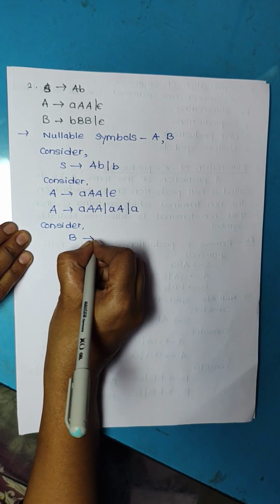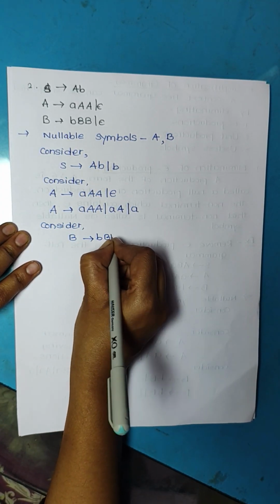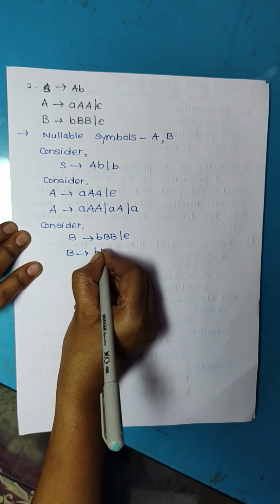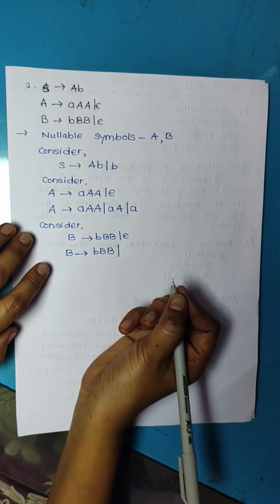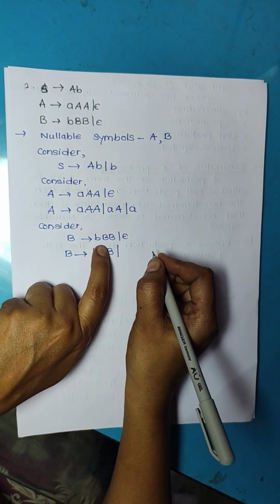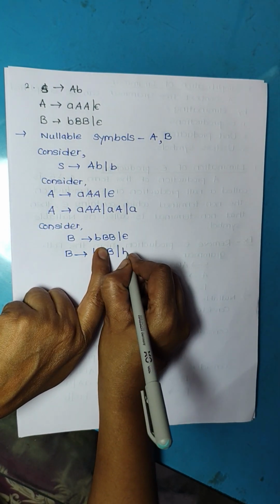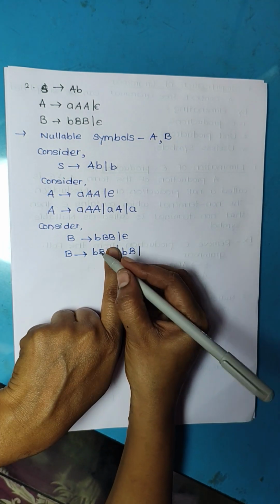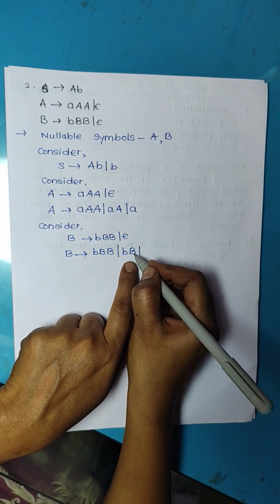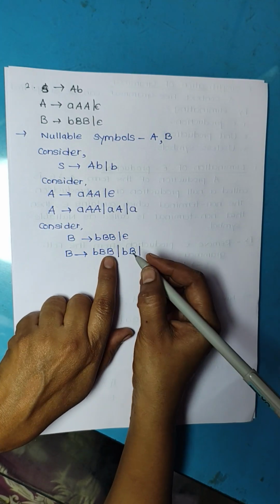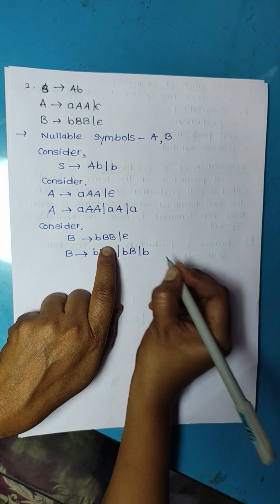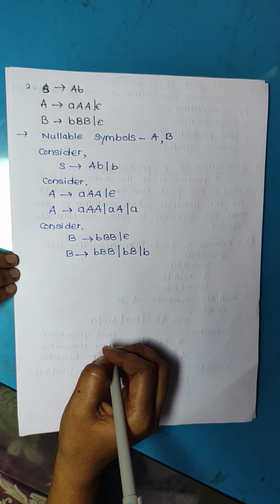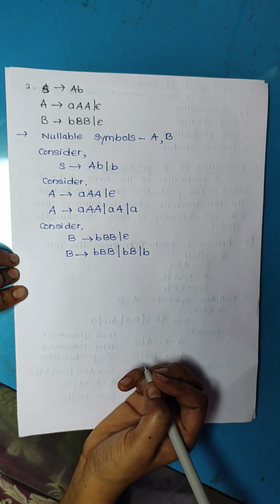Next, consider the production of B. B gives B or epsilon. Here B gives B, keep as it is. Then B is a nullable symbol. Instead of the first B we replace epsilon. What will be the remaining? B. Instead of the last B we replace epsilon. What will be the remaining? B, but it is already taken. And instead of these two B's we replace epsilon. What will be the remaining? B. So in this way we have to remove the epsilon productions from the given grammar.